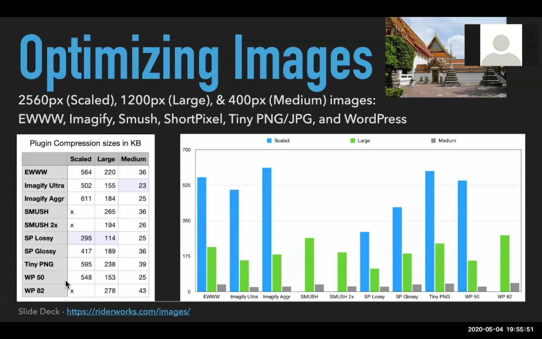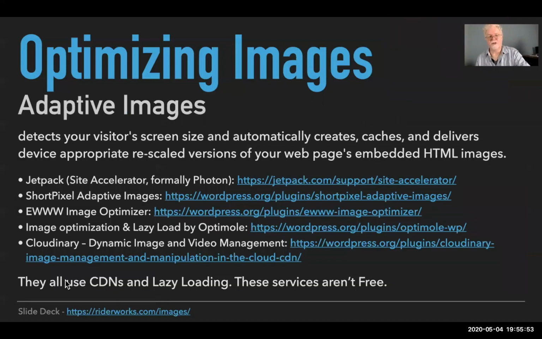Okay, so now we're talking about adaptive images, and this is where we're talking about having somebody else's server distribute the images. And I always love reading this sentence because it really describes what happens with adaptive images. So I'm just going to read it. Adaptive images detects your visitor's screen size and automatically creates, caches, and delivers device-appropriate, rescaled versions of your web page's embedded HTML images. So they're doing all the work here.